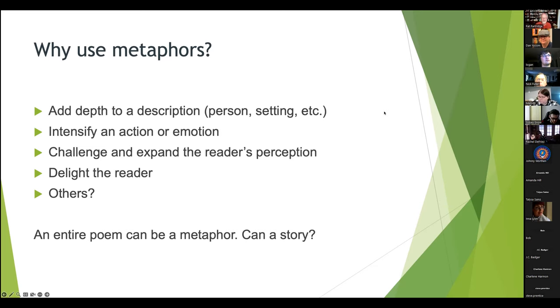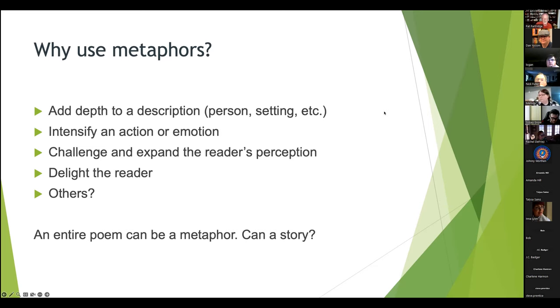Any other thoughts about what somebody likes about metaphors? Yeah, it makes you see things in a different way. By using a different comparison, you see something in a new way, or you think about something in a new way because of the way it compares or describes it.